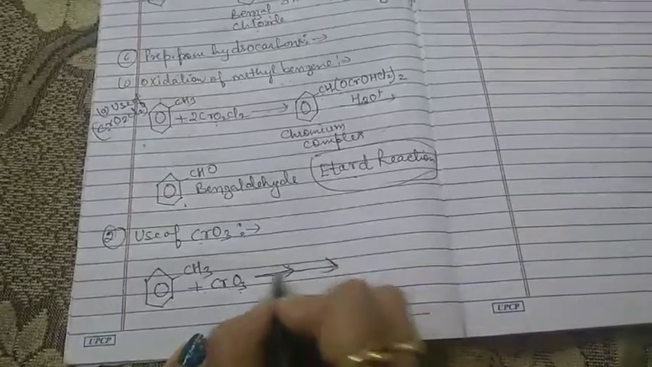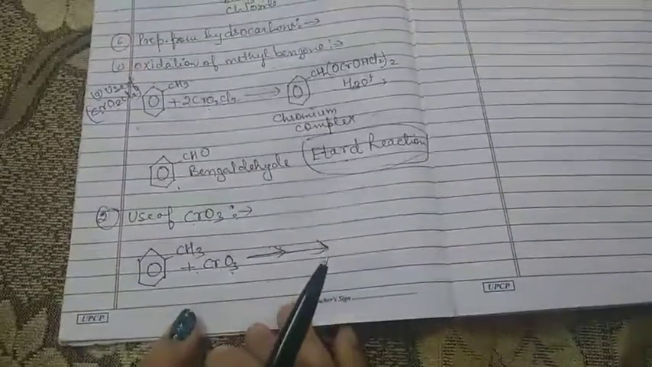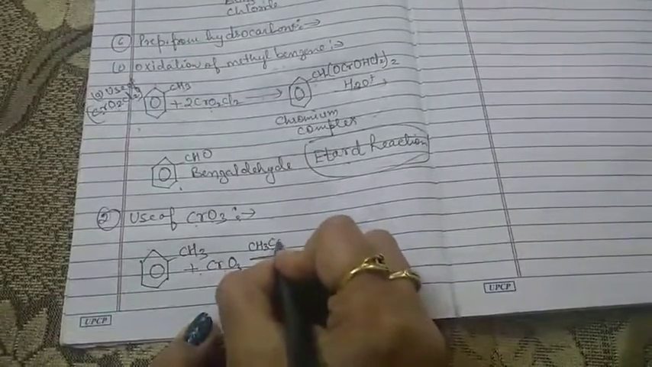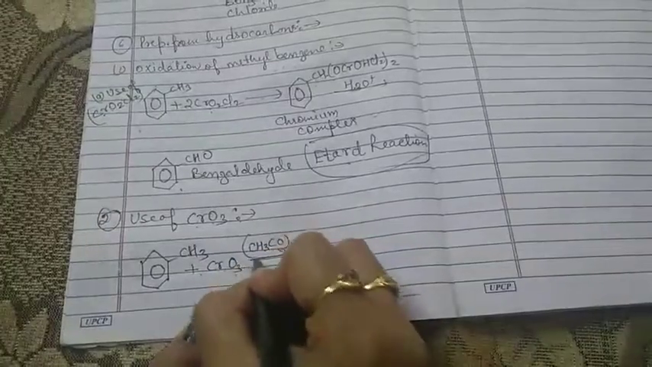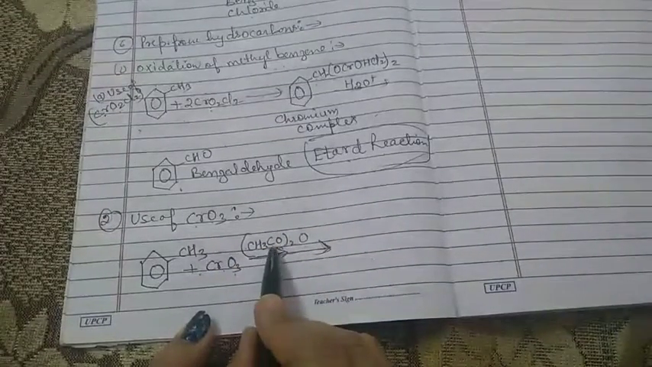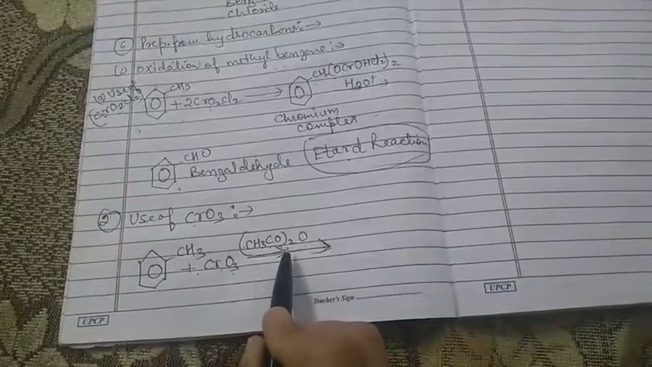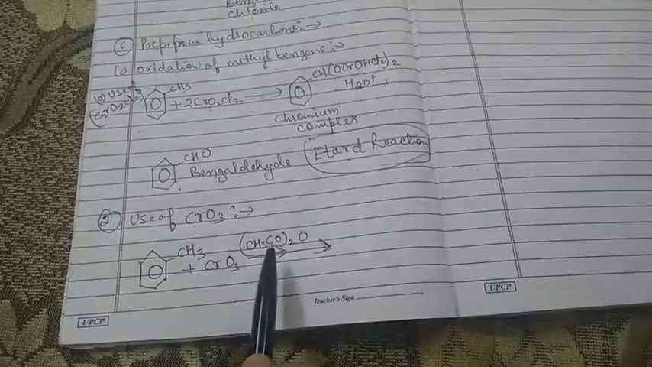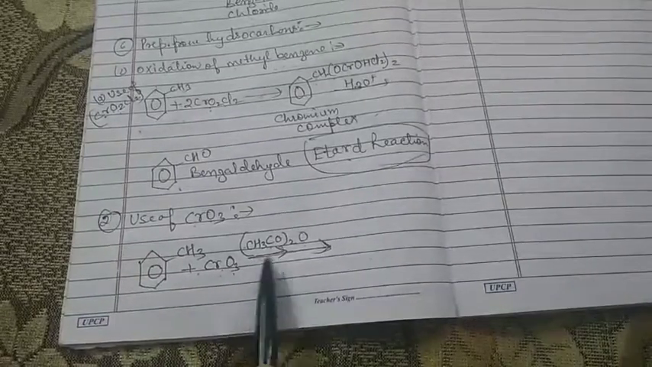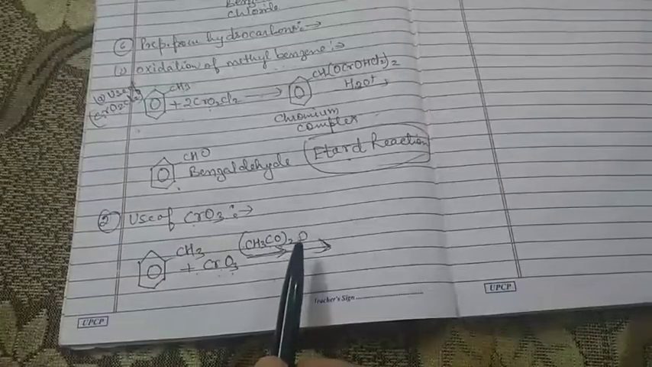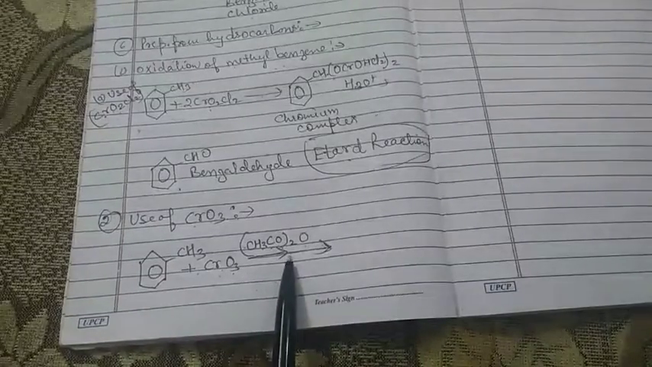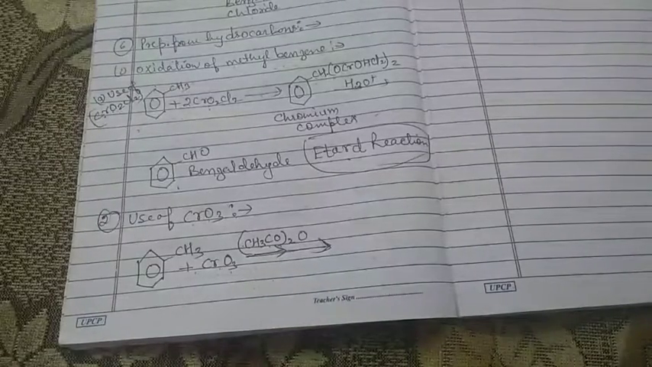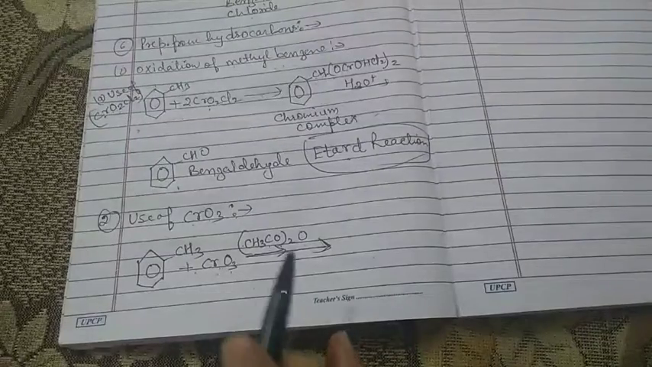The presence of acetic anhydride is very important. So the formula for the acetic anhydride is (CH3CO)2O. This is known as the acetic anhydride. Now when the methyl benzene or the toluene is treated with chromic oxide in the presence of acetic anhydride, we get benzylidene diacetate. Now the benzylidene diacetate can be hydrolyzed to the corresponding benzaldehyde with the help of aqueous acid.